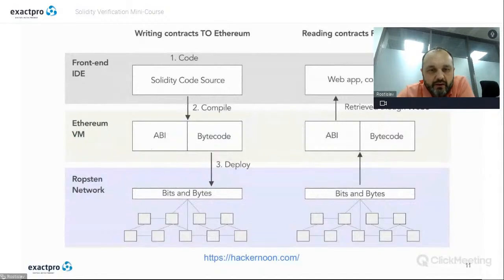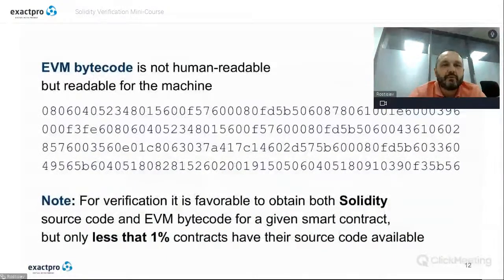And I like the picture which is here. So you see the first stage is the topmost layer. So you start from code, right? You write it in Solidity, and then you call the compiler. So the compiler creates bytecode, and here is an example.